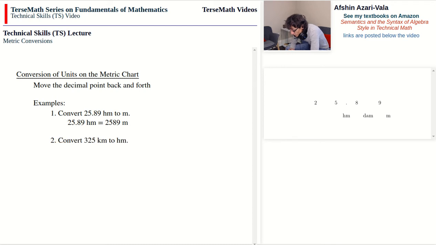Okay, next we have 325 kilometers, and we would like to convert this to hectometers. So we write 325. Now remember that the given unit kilometer will be associated to the decimal point. So we find the decimal point, and that's here. This is where we put kilometers. And now we are going from kilometer to hectometer, and that means on the chart we have to move forward over 1. And that means we have to add a 0. So 3,250 hectometers.